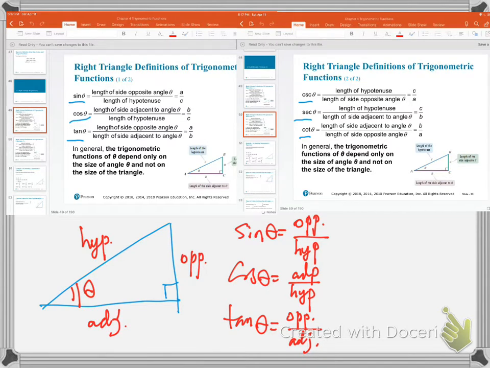So the other 3, you just flip sine, cosine, and tangent. You get the other 3. You flip sine, what do you got? You got cosecant. You flip cosine, you got secant. You flip tangent, you got cotangent. Okay?